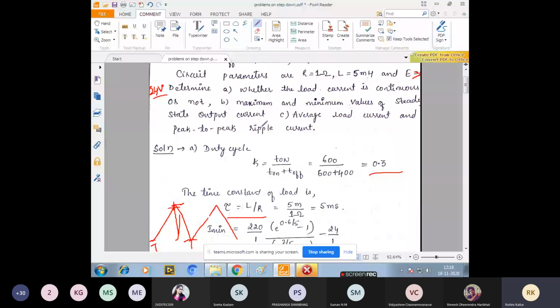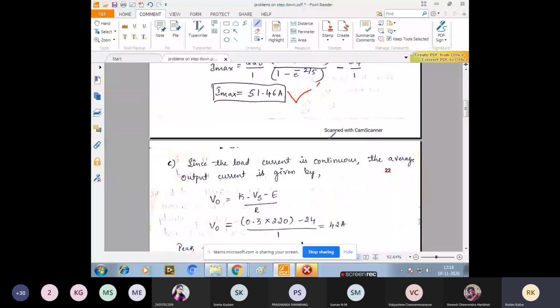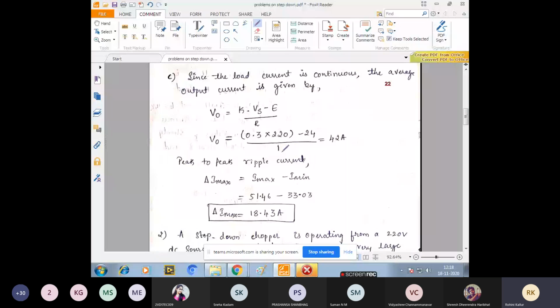Then the next value to be calculated is average load current and peak to peak ripple current. Average load current we have to calculate. So for that, as the load current is continuous, the average output current is given by, okay, we have assumed that the current will be continuous. So the value is K into Vs minus E whole divided by R. Now I'll substitute the value of K, that is 0.3, Vs is 220 minus E, which is 24, whole divided by 1. 1 is your R value. If I calculate it like this, the value is equal to 42 amps. Okay, this is my average output current.